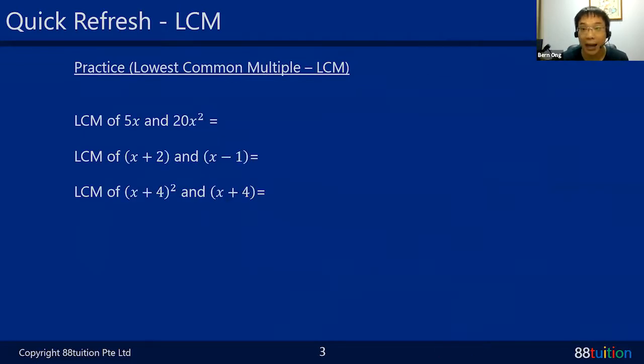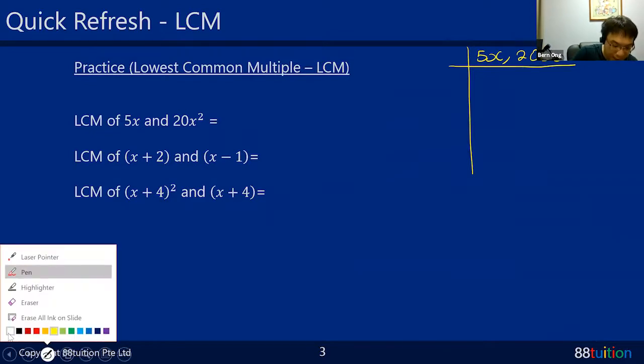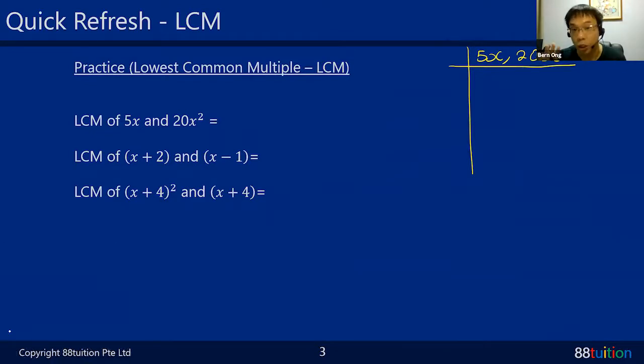How about if they ask you like this: what is the LCM of 5x and 20x squared? Can I use this method? Can. Trust me. 5x and 20x squared. It works, trust me, it works. So the first thing is you try to divide by the common thing.